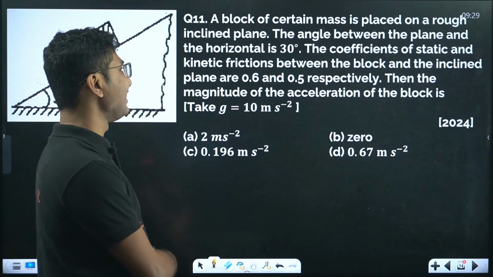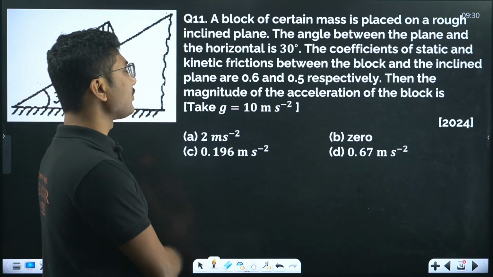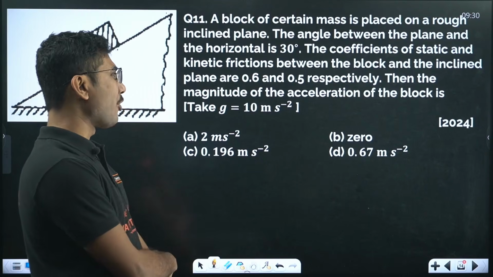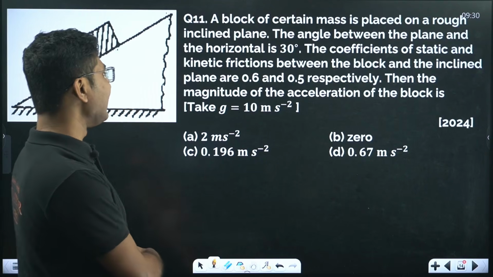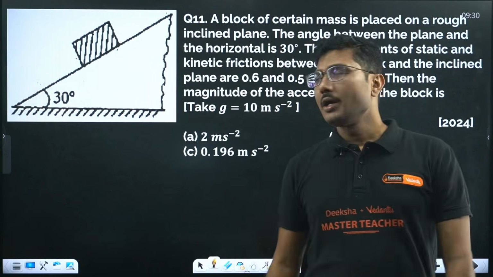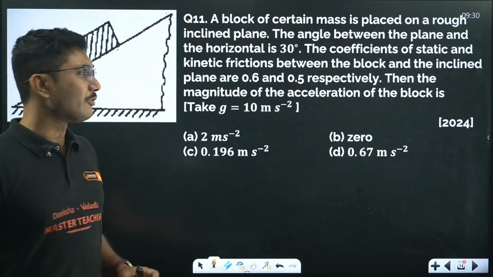Next, a block of certain mass is placed on a rough inclined plane, and the angle between the plane and the horizontal is 30 degrees. The coefficients of static and kinetic friction between the block and the inclined plane are 0.6 and 0.5 respectively. Then the magnitude of the acceleration of the block is. Interesting question. Sometimes it can be tricky, but this is an easy question.